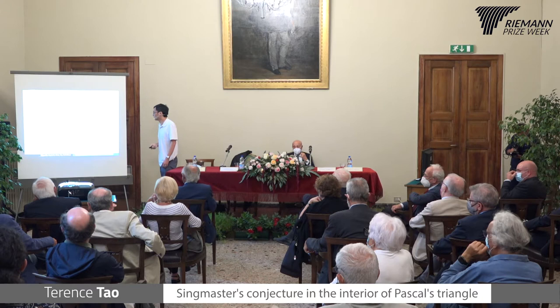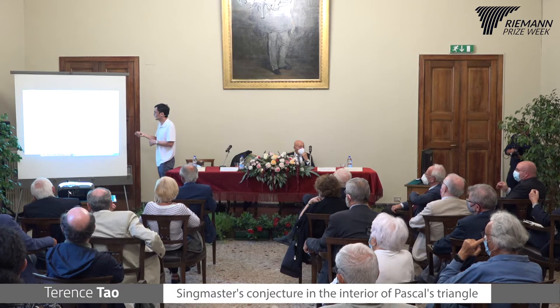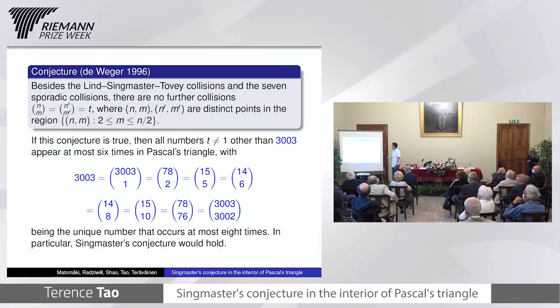And so what seems to be true is that these collisions that I told you about are all the collisions that are in the triangle. There appear to be no further collisions. So in fact, this was explicitly conjectured by De Vega in the 90s, that in the left half of the triangle, once you get rid of the first two rows, the only collisions that are remaining are the ones that we have just described.